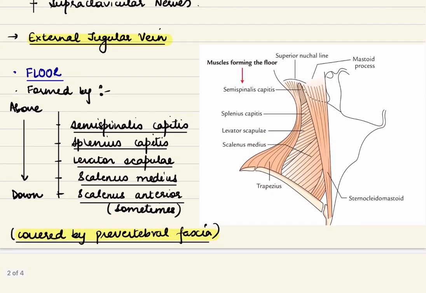Now the floor. The floor from above downwards is formed by the following muscles: the semispinalis capitis, splenius capitis, levator scapulae, and the scalenus medius muscle. Sometimes there is also a contribution from the scalenus anterior muscle. And all these muscles are covered by the prevertebral fascia.